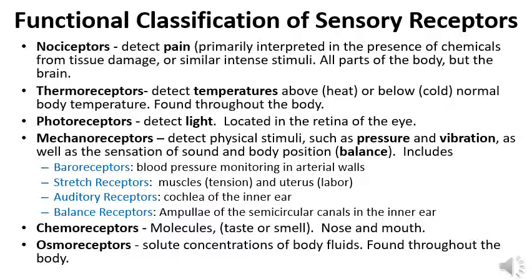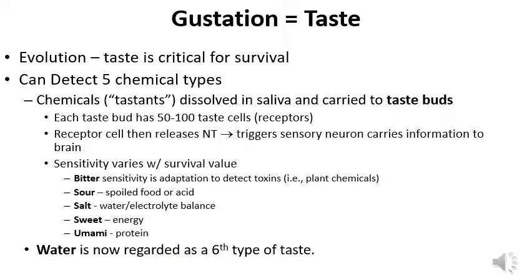So osmoreceptors are going to be critical in monitoring salt-water balance in the body. Let's talk about the sense of taste, officially known as gustation. And taste is associated with the presence of physical structures located primarily on the tongue called taste buds.